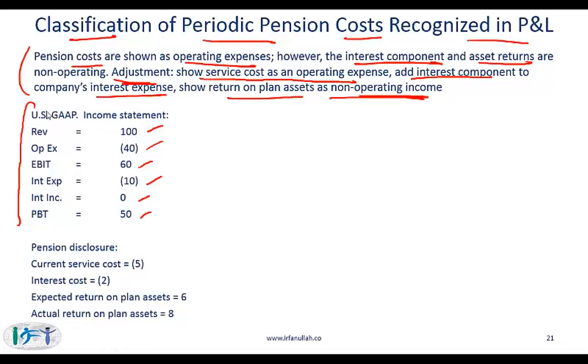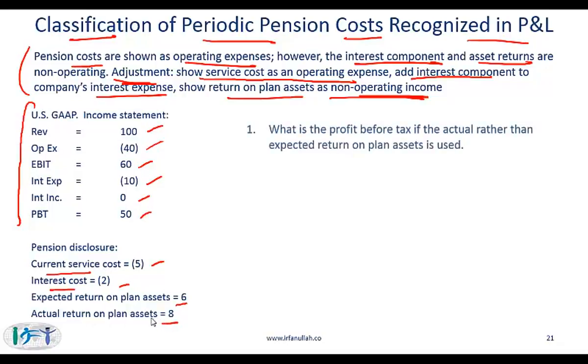Now, in addition to this, there is a pension disclosure. The pension disclosure is that the current service cost is 5. This is in brackets, so that means it's a cost. The interest cost is 2. You are also told that since this is a US GAAP company, the expected return on plan assets is 6, and the actual return over a given period was 8.